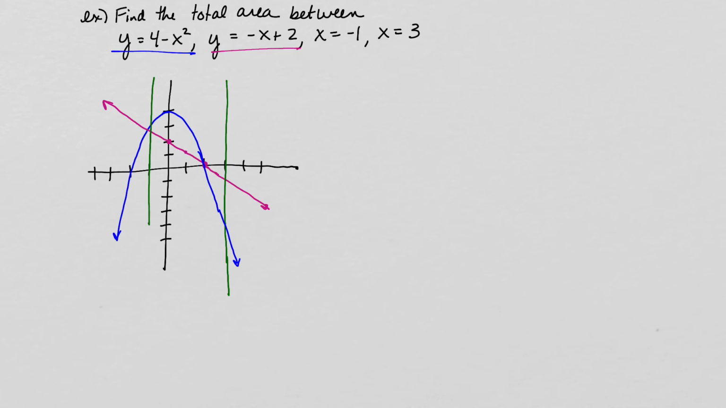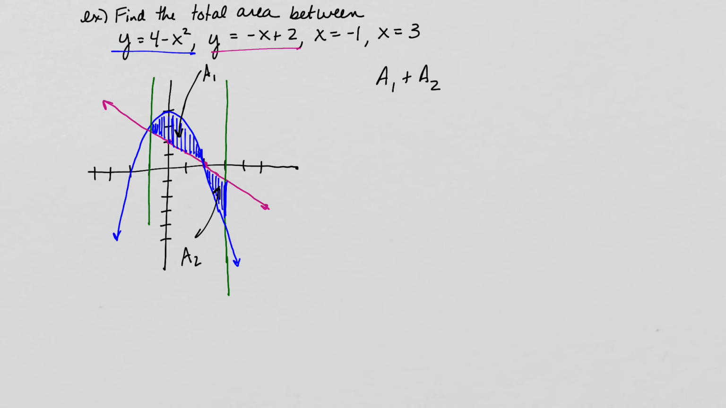Okay. So we're talking about basically this area here, and then also this area here. And if you look, there's those two areas, and between those two areas, what is the top function and what is the bottom function changes. So this in here is area 1, and this part in here is area 2. So our total area is going to be area 1 plus area 2.